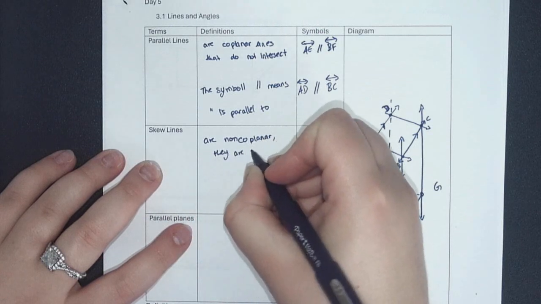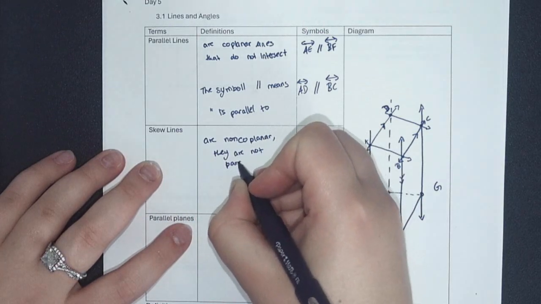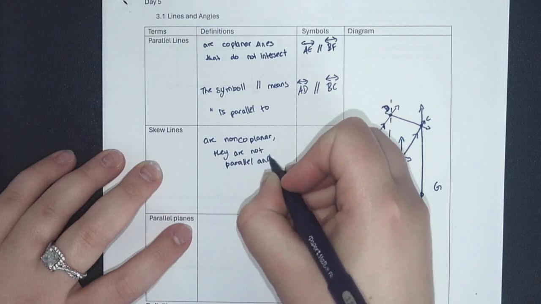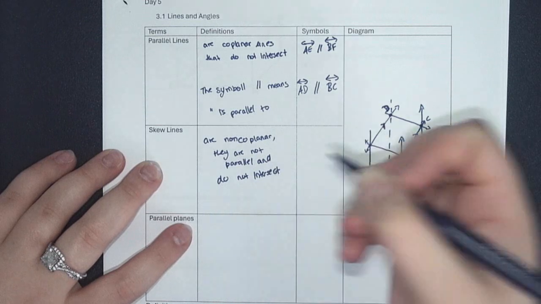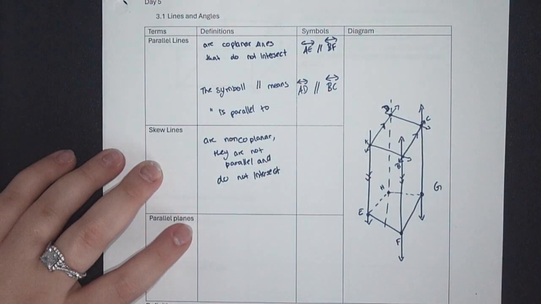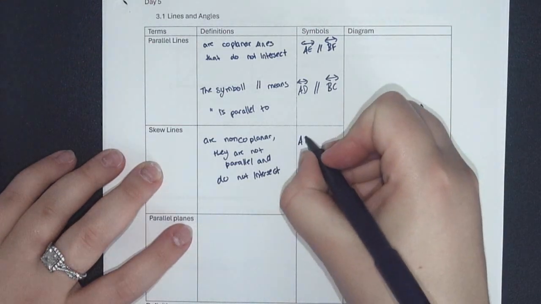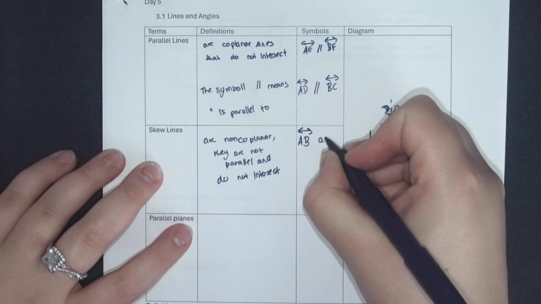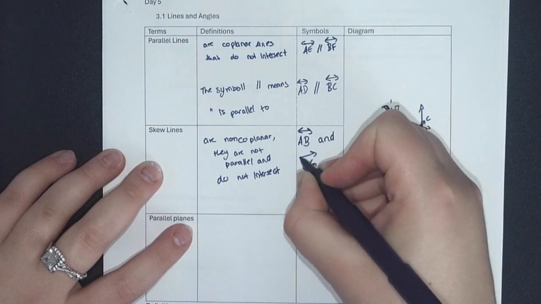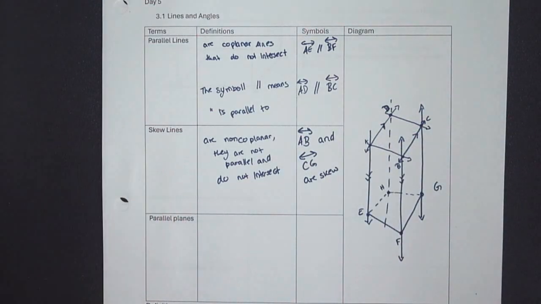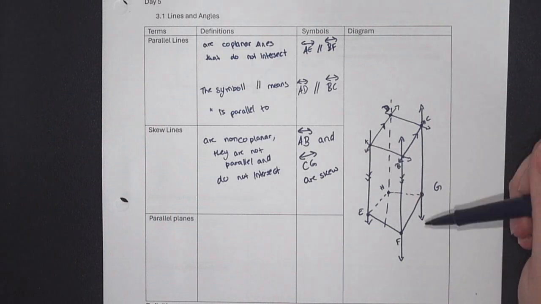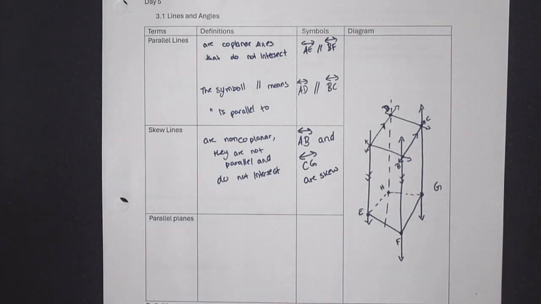Alright, skew lines are non-coplanar. They are not parallel and do not intersect. For example, AB is a skew line in comparison to CG. So basically, if you're in 3 dimensions, this one is running vertically, this one's running up and down. The two of them are never going to intersect each other.